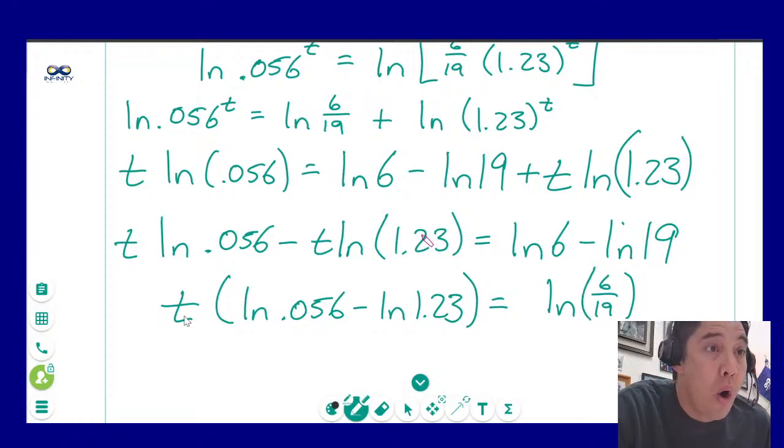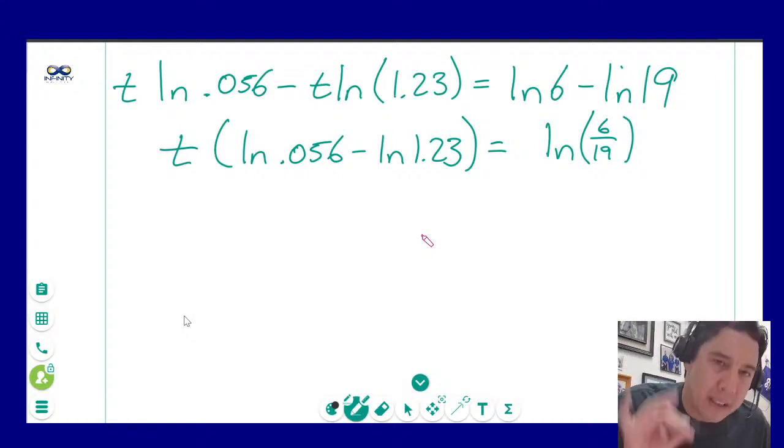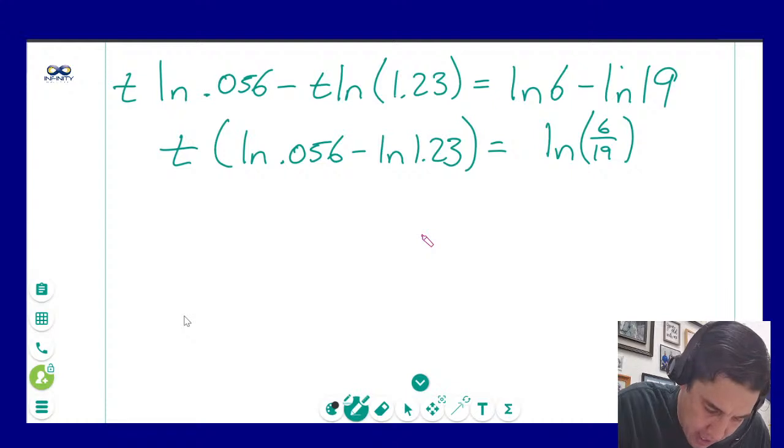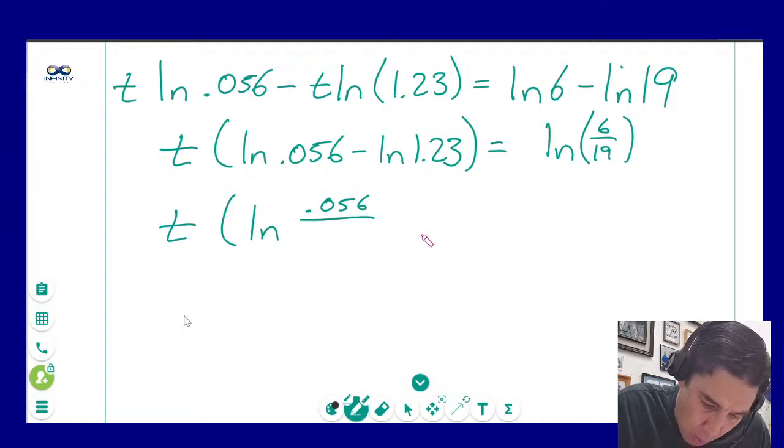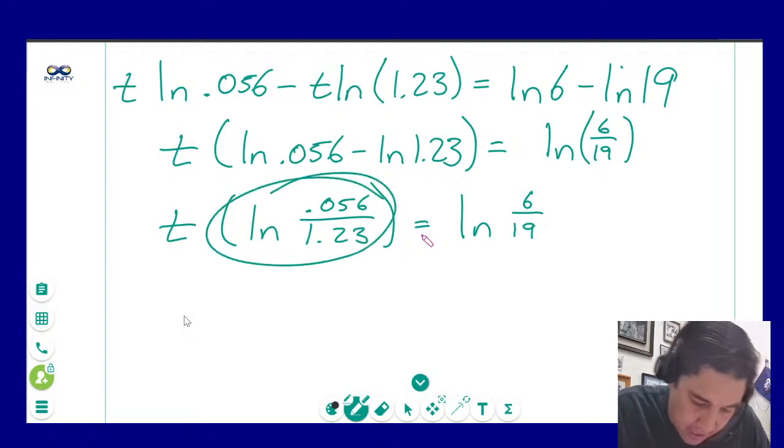I'm just writing out every step. Usually I would do a lot of these steps, two steps in one, but I just want to make sure nobody gets lost. So this is actually t, natural log of 0.056 over 1.23 is equal to natural log of 6 over 19. And then finally I divide both sides by this whole thing.